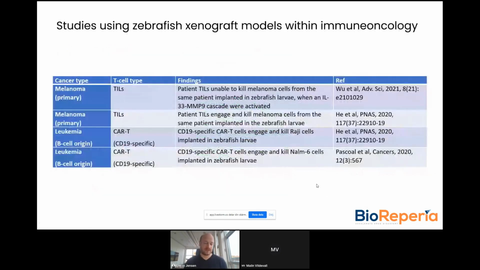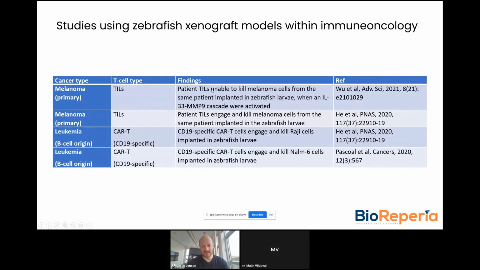Now, moving from innate immune cells and fibroblasts towards the real topic of this talk, namely the T cells and immune oncology treatments, there has also been a number of papers recently. You will notice here that most of these papers are not more than 1 or 2 years old, demonstrating the use of zebrafish models to analyze anti-cancer efficacy of CAR T cells or tumor-infiltrating lymphocytes.